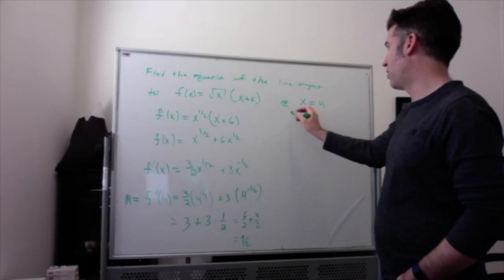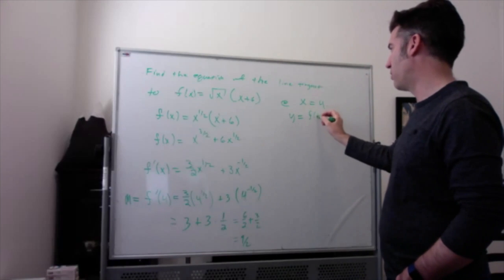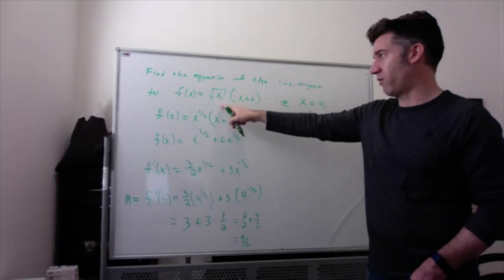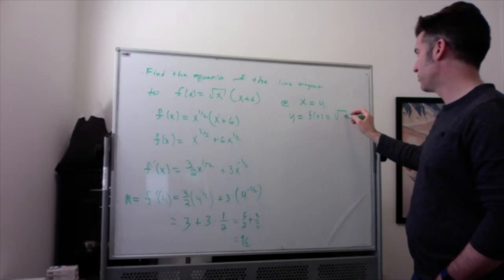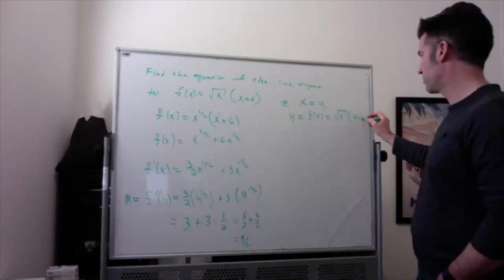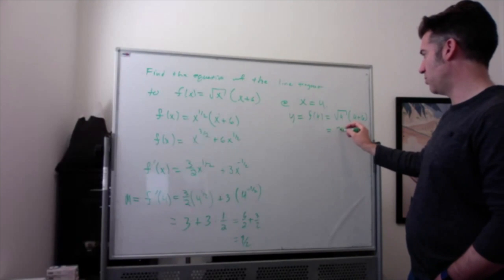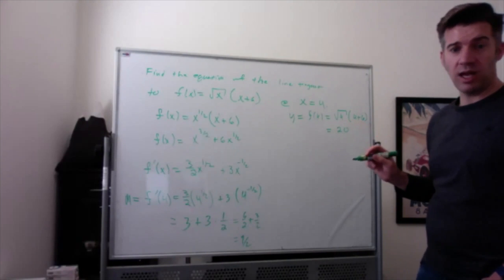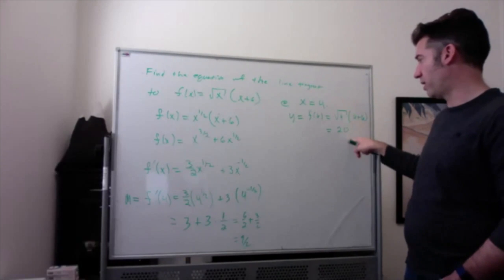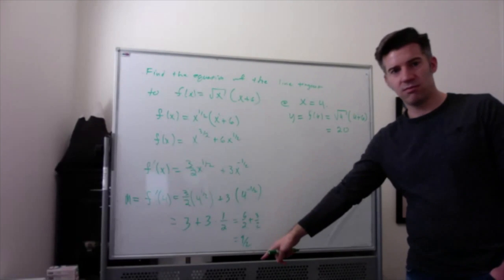So if x is 4, y is f of 4, which is the square root of 4 times 4 plus 6, which is going to be 2 times 10, which is 20. So now we have a point. X is 4, y is 20. And we have a slope, 9/2.